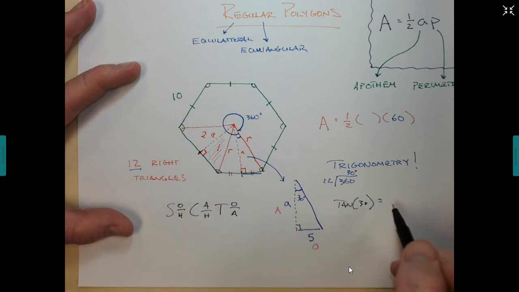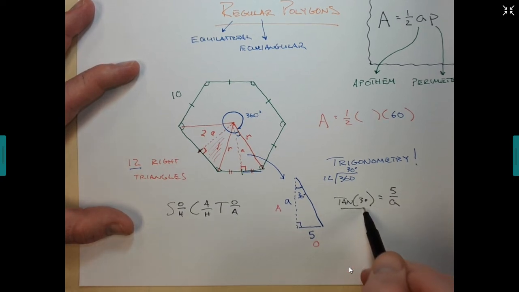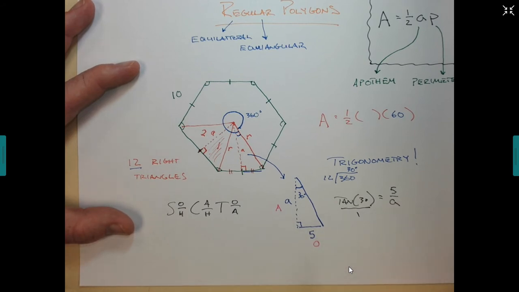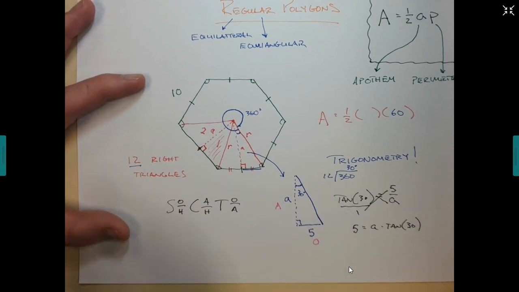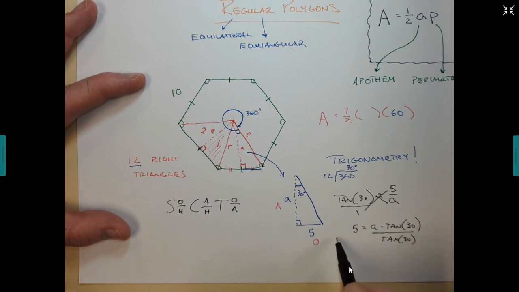Tangent of 30 equals opposite over adjacent, 5 over A. And since I'm missing one of my sides, I want to solve this like a proportion. Put it over 1 and cross multiply. 1 times 5 is 5. And then I have A times the tangent of 30. I want to get A by itself, so I need to divide the tangent of 30 to the other side.